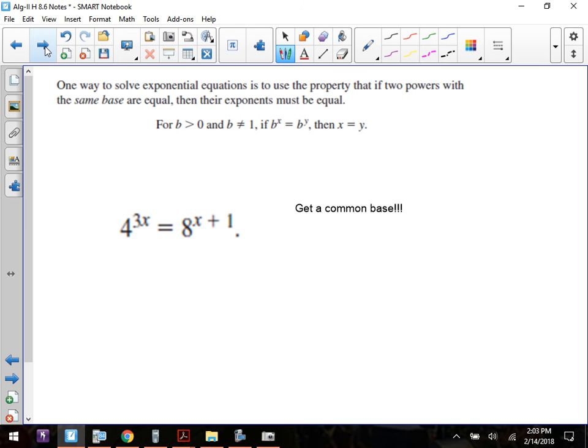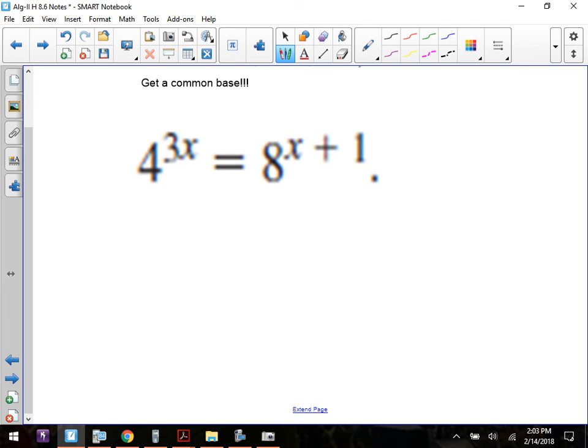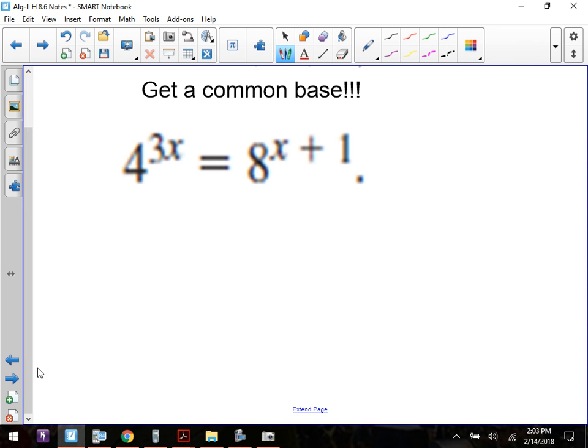Anyway, so here's what happens. You're going to get stuff that looks like this, and you may or may not have noticed that I left a note here that says we might be able to solve this by getting a common base. So we have 4 to the 3x, and we're going to say that equals 8 to the x plus 1. And in order for us to be able to get those exponents out of exponent land, we have to get them to fall. In order to get an exponent to drop, you have to do a log base the same thing to both sides of an equation.